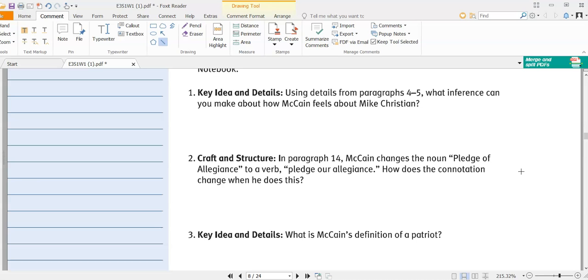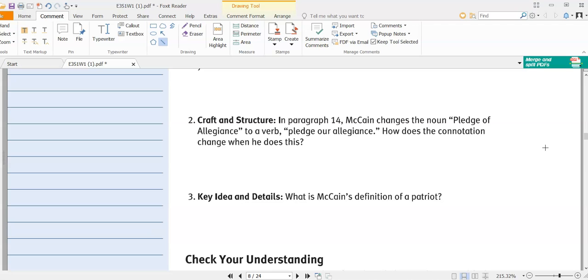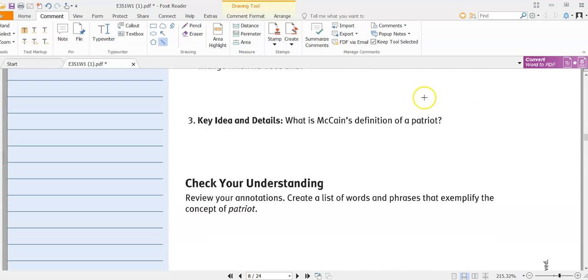You have to look for those words that kind of hint to you that he likes Mike Christian or doesn't like Mike Christian. So number 2 says in paragraph 14, McCain changes the noun Pledge of Allegiance to a verb, pledge our allegiance. How does the connotation change when he does this? So he changes it from the Pledge of Allegiance to pledge our allegiance. I personally think that he is kind of introducing a feeling of ownership over this. Find a way that you think the connotation changes and then put that in a sentence and then you can support that. Number 3 is what's McCain's definition of a patriot?